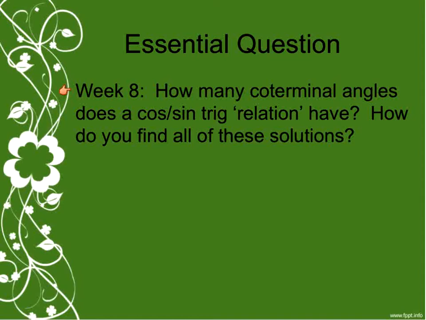So here's our essential question again. This was pretty much answered in the first couple slides today. It's how many coterminal angles does a cosine or sine trig relation have? Notice I didn't say function, I said relation. And how do we find these solutions? This last question just might be a formula that we did on the first couple slides.